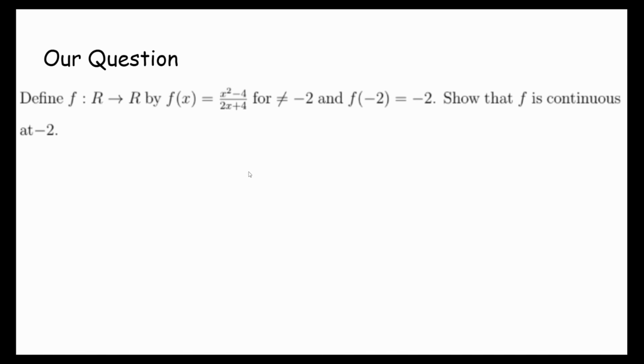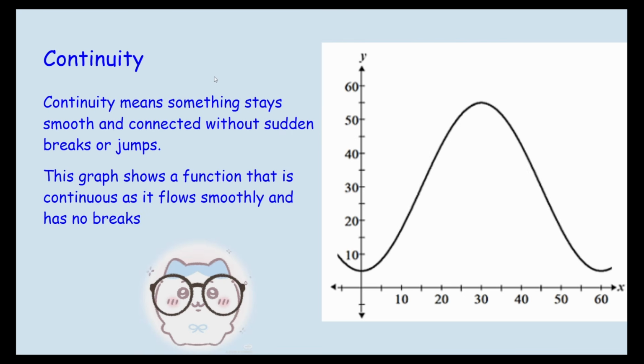Before we begin, what is continuity? What does it mean for f to be continuous? Well, continuity means something stays smooth and connected without sudden breaks or jumps. This graph to the right shows a function that is continuous as it flows smoothly and has no breaks.